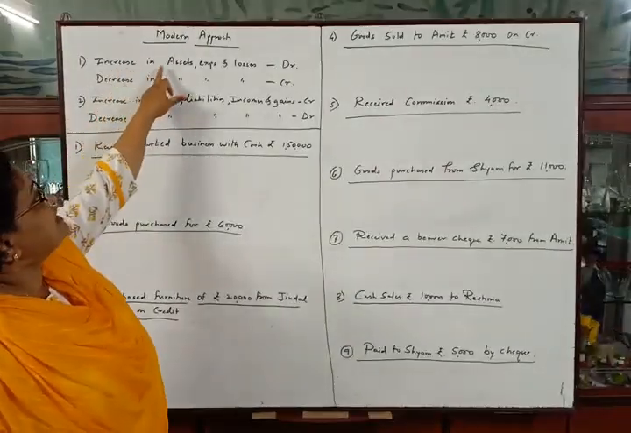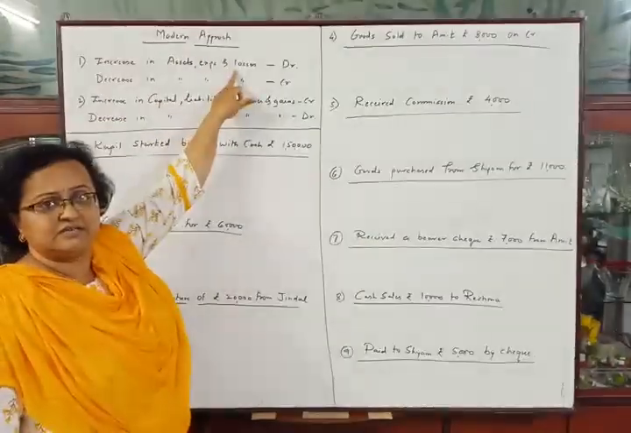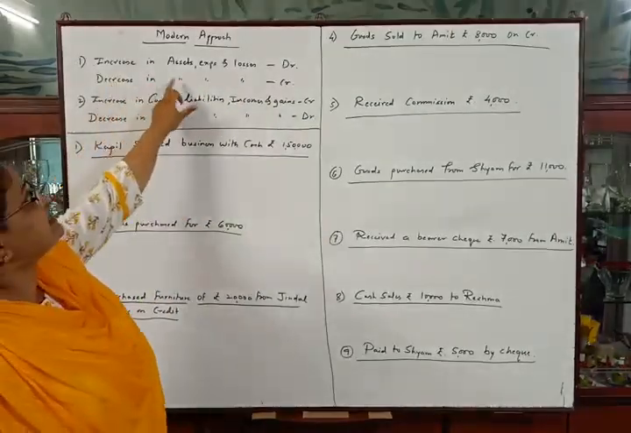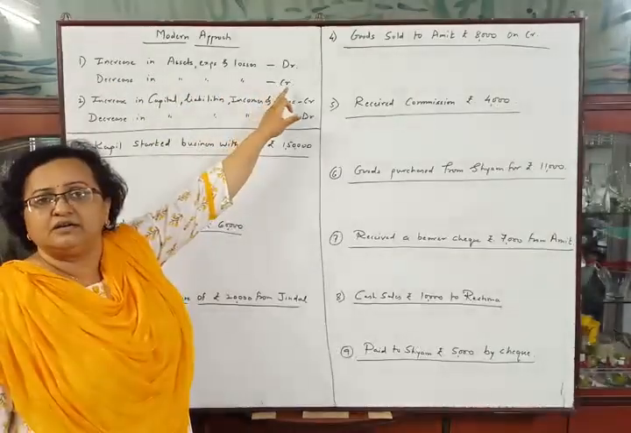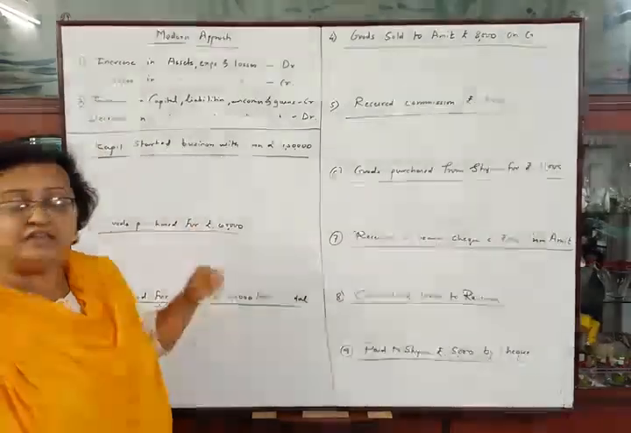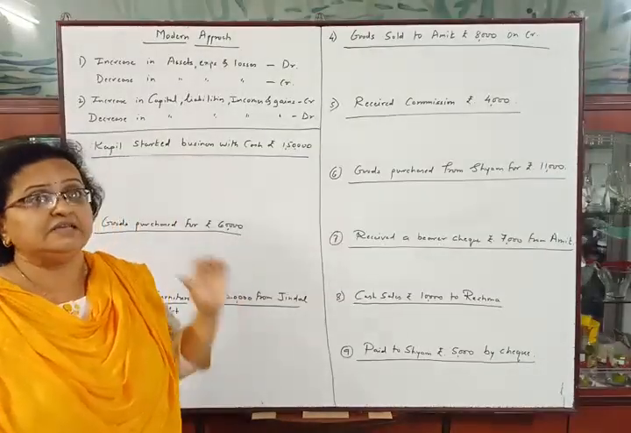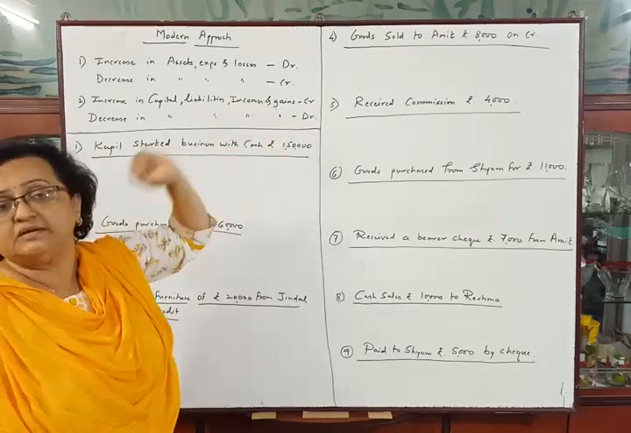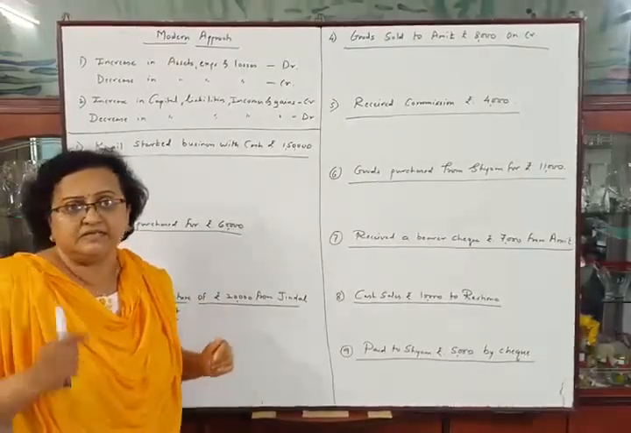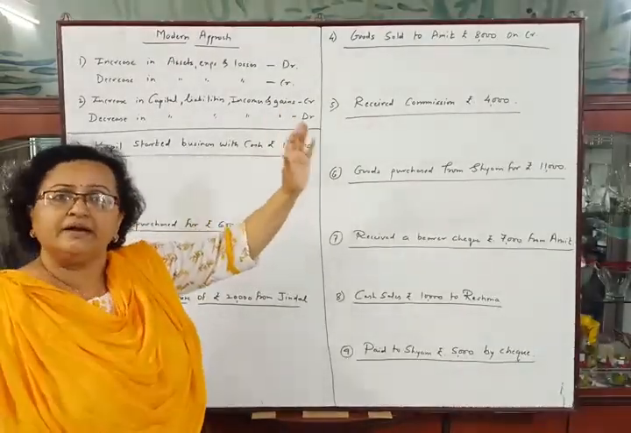If there is an increase in assets, expenses and losses, it should be debited, and if there is a decrease in assets, expenses and losses, it should be credited. Second rule, if there is an increase in capital, liabilities, incomes and gains, it should be credited, and if there is a decrease in capital, liabilities, incomes and gains, it should be debited.